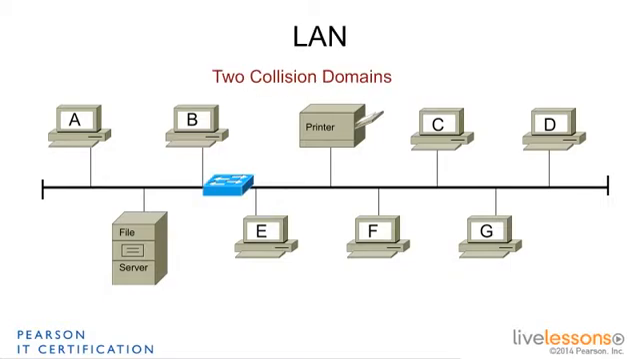If I want to separate my collision domain and I have a network requirement to create two collision domains, then I need to insert a bridge, or better yet, a switch into my network to divide up my collision domains. That way I have lessened the number of devices in each collision domain, therefore reducing the chance that two stations are going to try to send the information at the same time and have a collision.